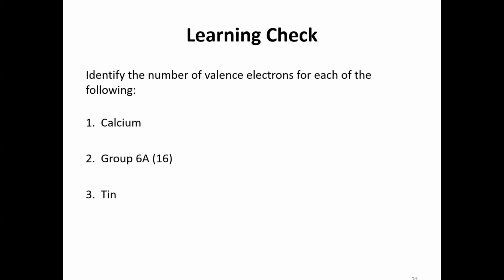If we look the other way and I ask you to check on calcium, its symbol would be Ca, and that would be in group 2. So it would have 2 valence electrons. Anything in group 6, again, this would have 6, so we're thinking of things like oxygen. And tin, its symbol is Sn, and that would be in group 4. So it would have 4 valence electrons.